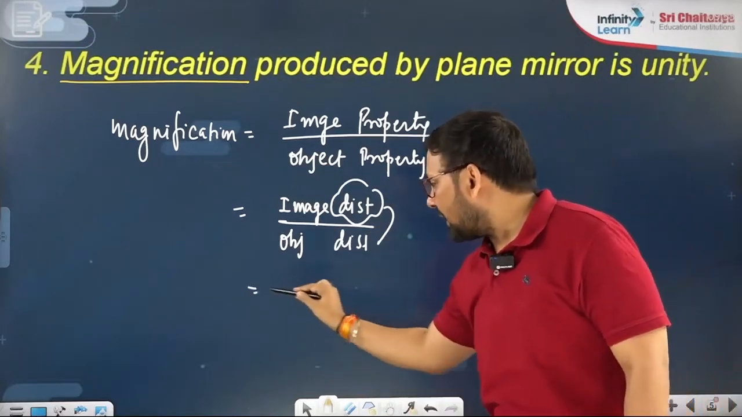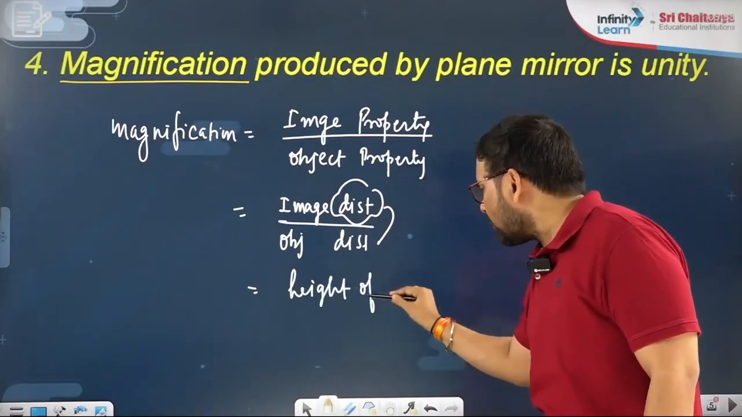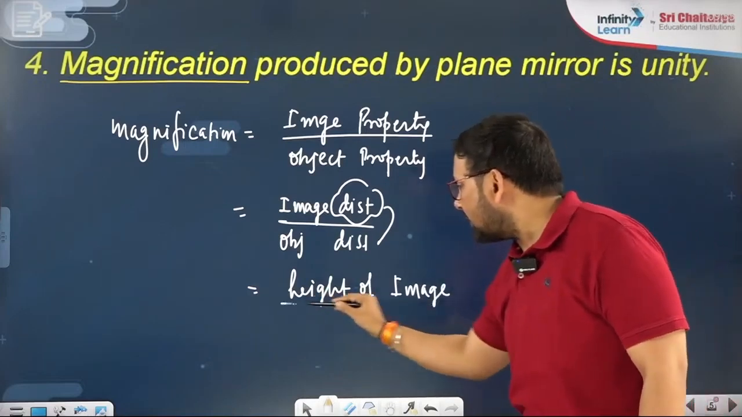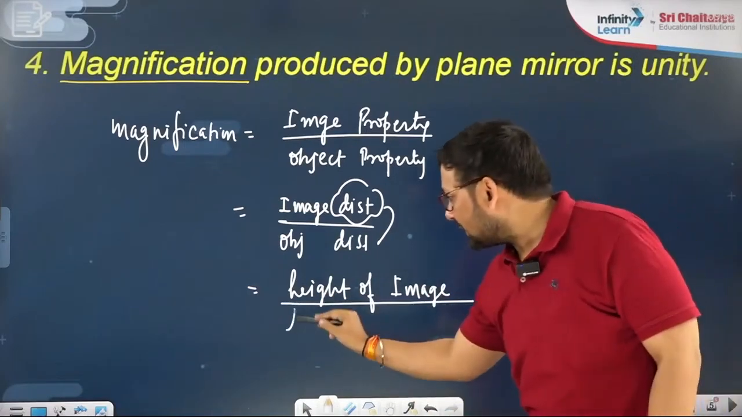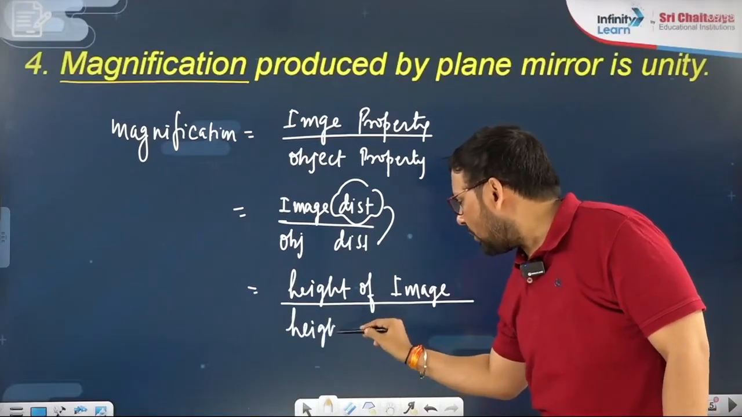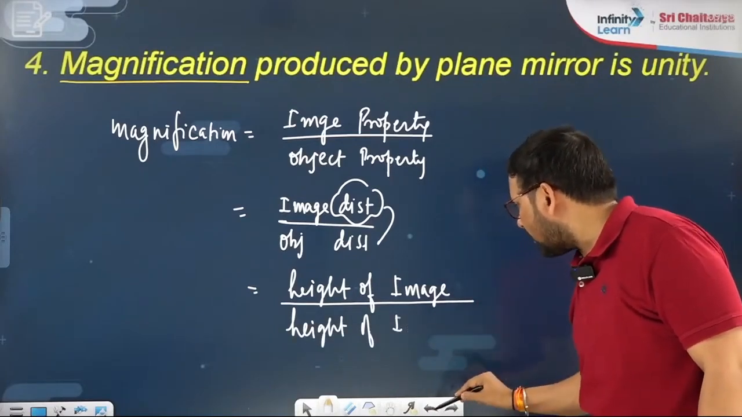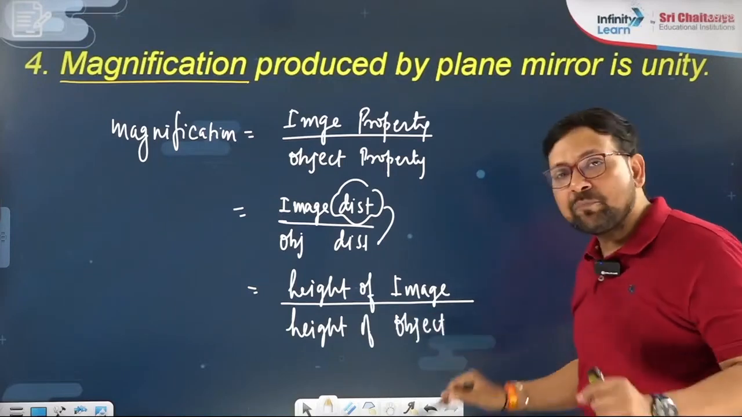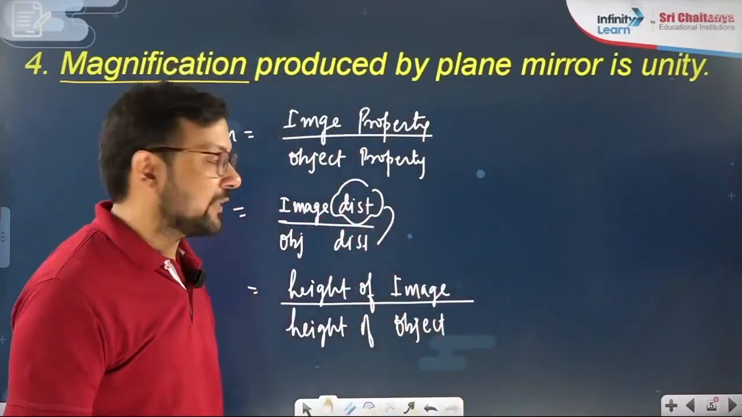Or I am writing height, that also someone has asked earlier. What property have I chosen here? I have chosen the height of the image. So when I am writing the height of the image, then I will compare that height with the height of the object. That is called magnification. So the whole idea about magnification is that you are comparing the image with the object. One property of the image you have taken, and the same property you are comparing with the object. That is the whole idea about magnification.